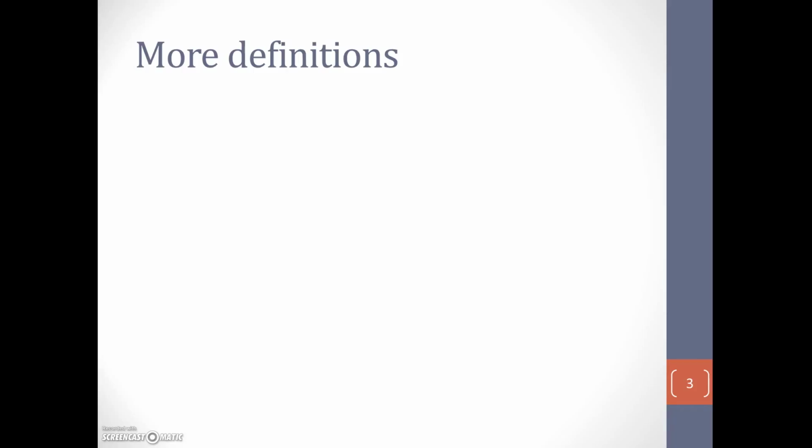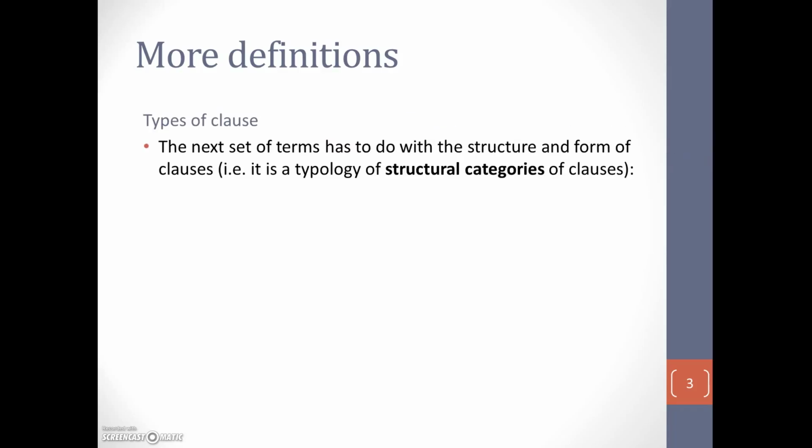Now, the next set of terms basically has to do with the structure and form of clauses. So here we're basically looking at the structural categories of clauses. Once we've looked at the sentence as a whole to see, is it simple, is it complex, we then need to be able to identify the type of clause that we have inside the sentence.